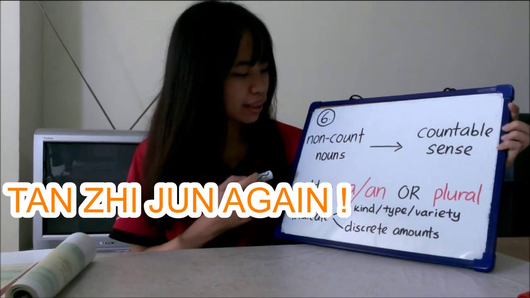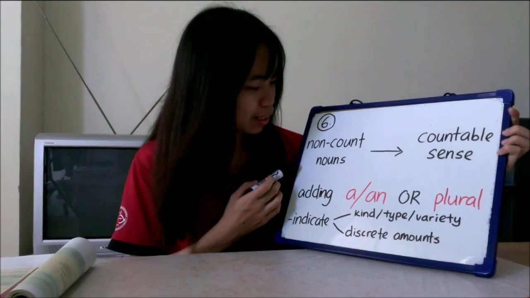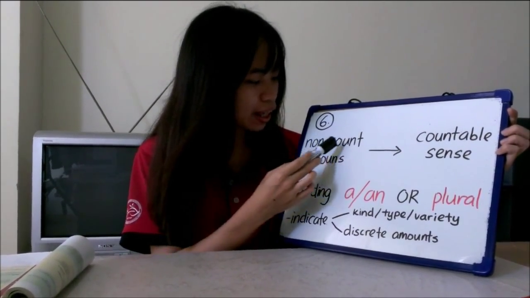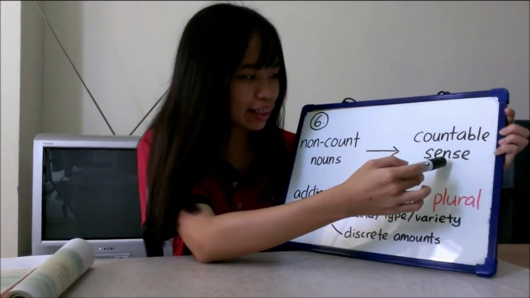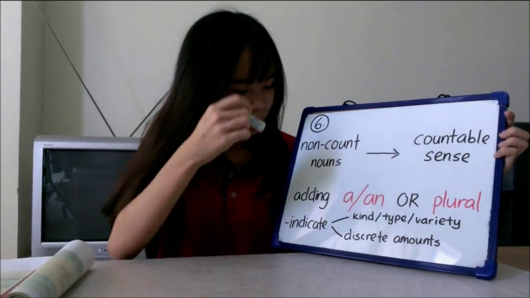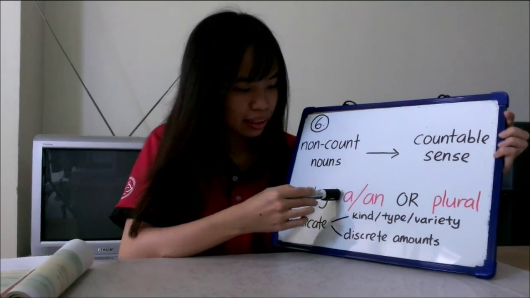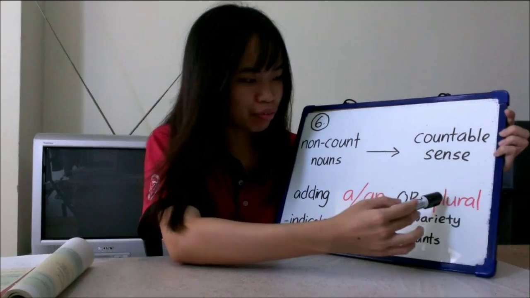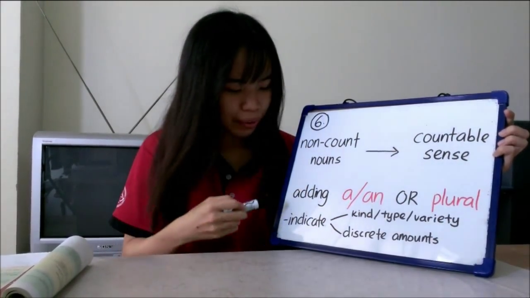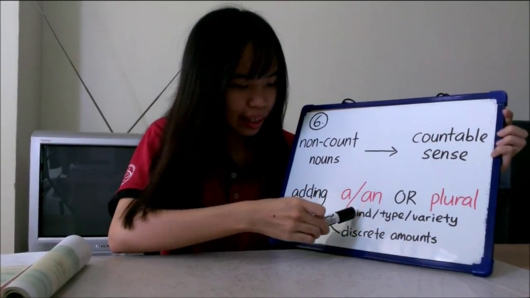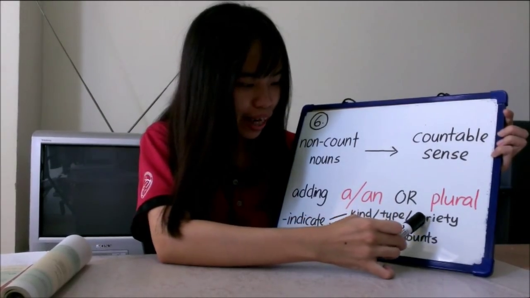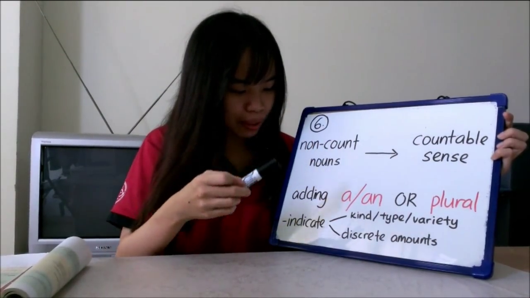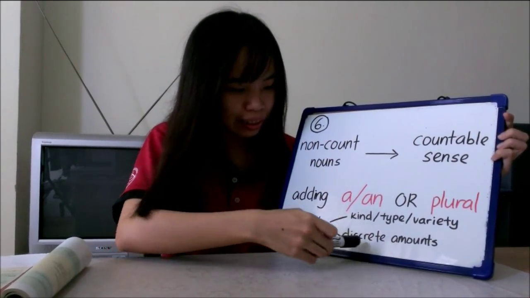Now, let's look at the second last grammar part. There is making non-count nouns into countable sense. How to make it? By adding a or an, or making it in plural form, to indicate that there is kind, types, and variety. It can also be used to indicate a discrete amount.